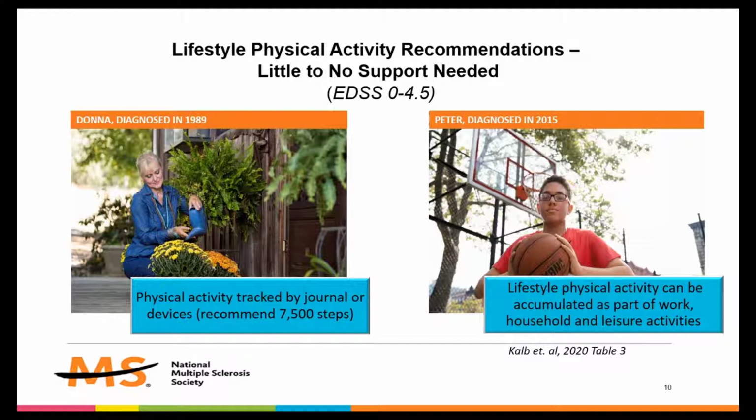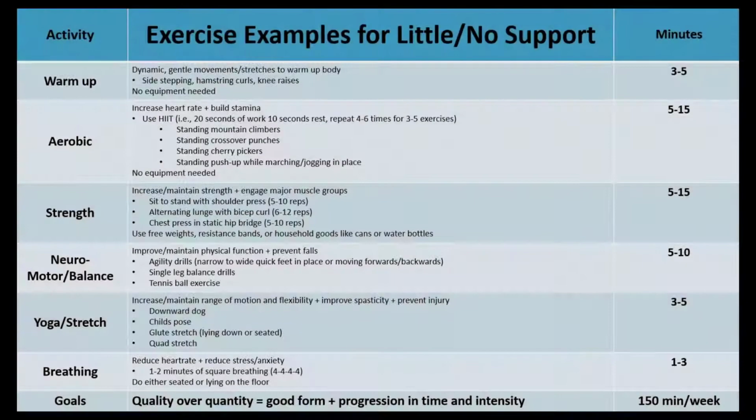Other ways they can incorporate lifestyle physical activity in their lives could include gardening, road cycling, hiking with poles, individual and team sports, and dancing. Here's a quick look at what a mock exercise could look like that incorporates all the exercise types. Again, the goal is 150 minutes a week, focusing on quality over quantity, which includes good form and progression in time and intensity.